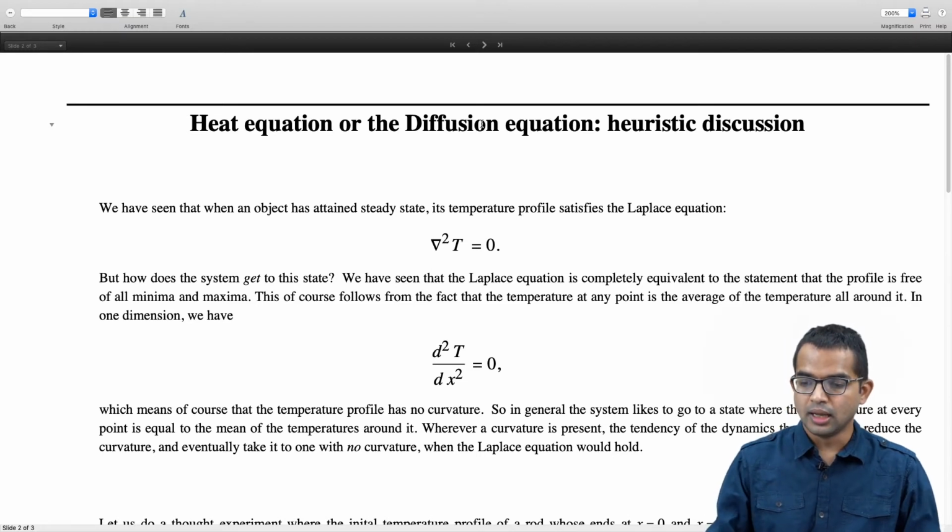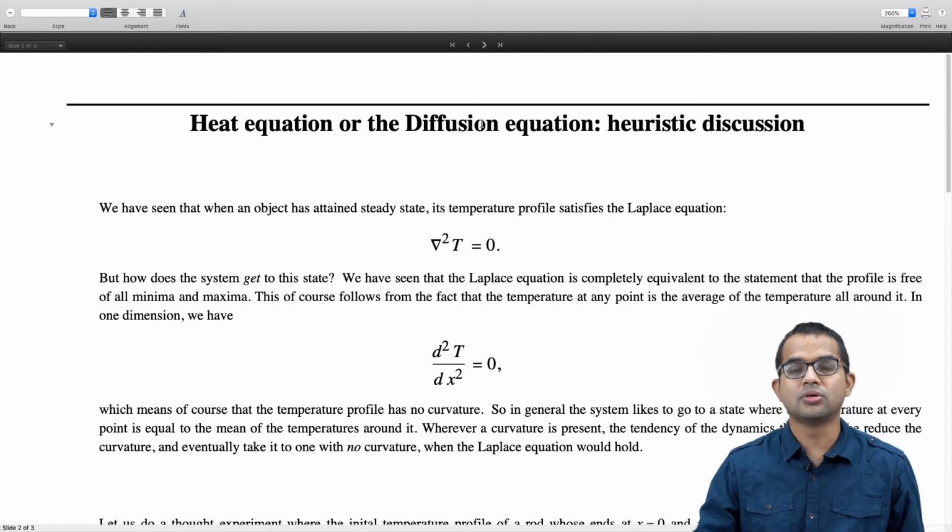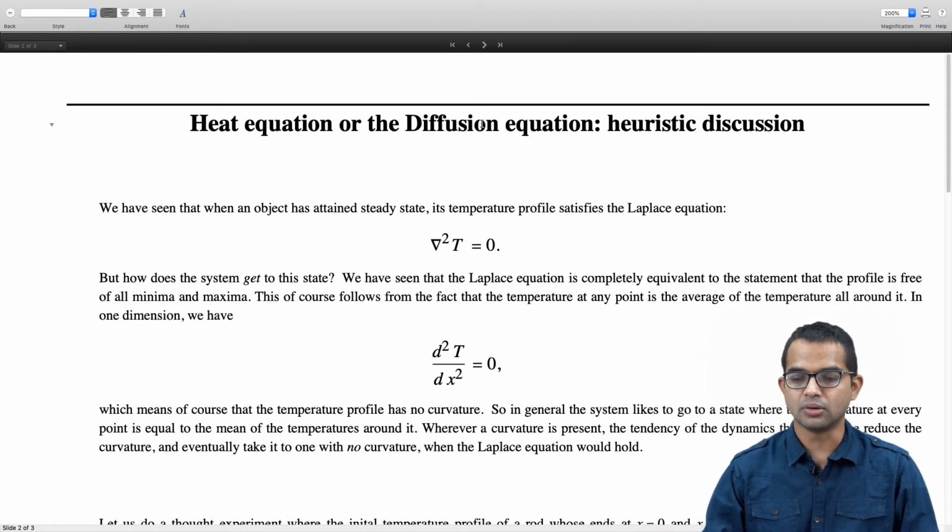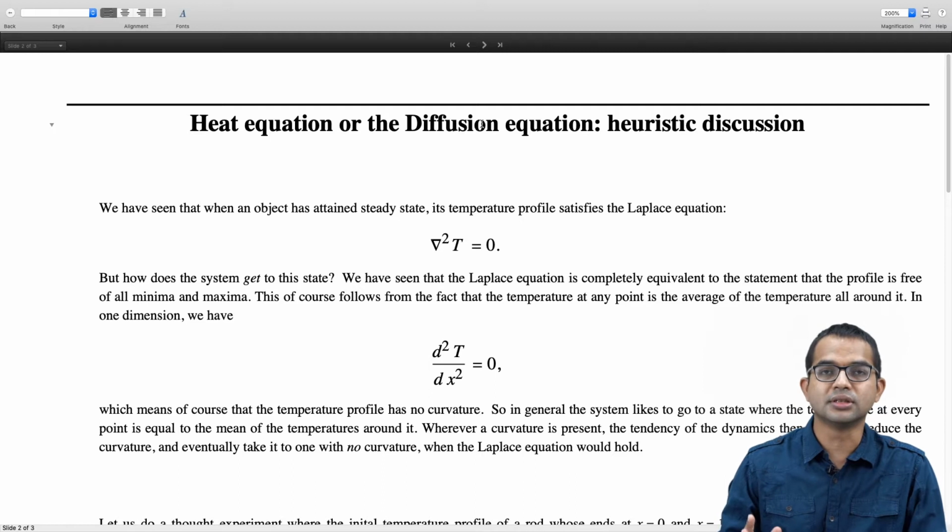So therefore, the Laplace equation basically roots out all curvature, essentially, right? In 1D, of course, this is obvious because it's just d squared T by dx squared equal to 0, which literally means that there is no curvature, right? So the basic property of the Laplace equation is that it tends to root out curvature, right?